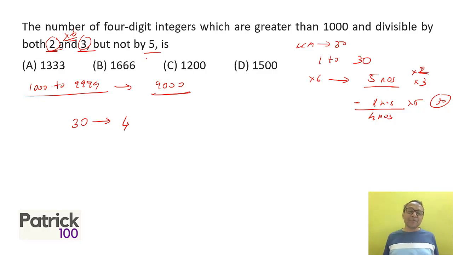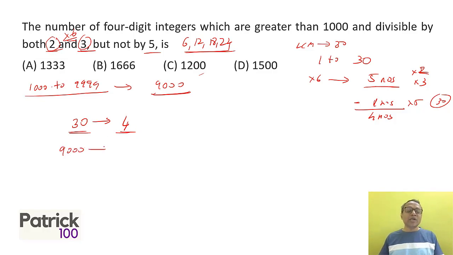The pattern keeps repeating because the LCM of 2, 3, 5 is 30. What happens in 1 to 30 will keep repeating from 31 to 60 and so on. So the numbers satisfying this condition are 6, 12, 18 and 24. 4 numbers. 30 will not satisfy. So from 30, 4 numbers satisfy the condition.